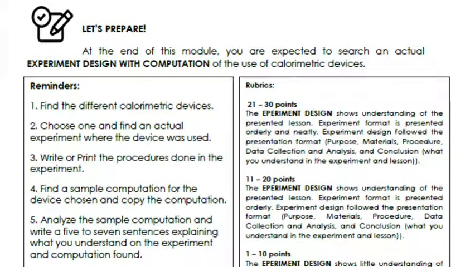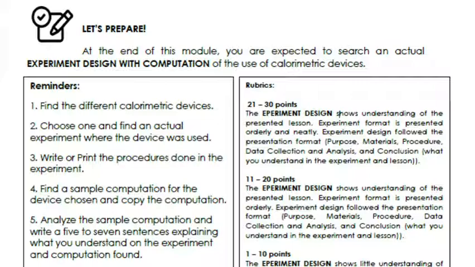Here are the reminders for you to be able to do your module assessment. So first, find the different calorimetric devices, choose one, and find an actual experiment where the device was used. Write or print the procedures done on the experiment. And then find a sample computation for the device chosen and copy the computation. Analyze the sample computation and write 5 to 10 sentences explaining what you understand on the experiment and computation found.